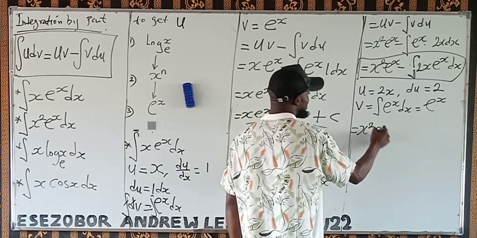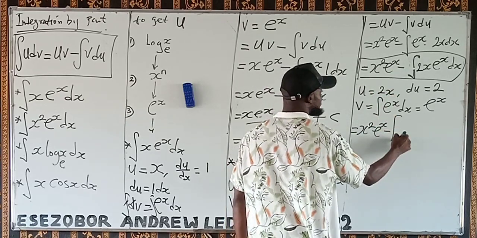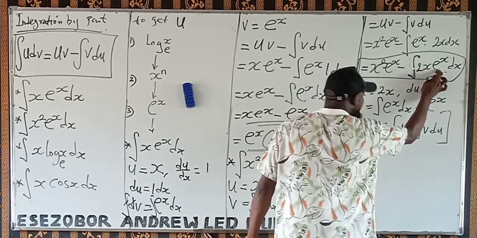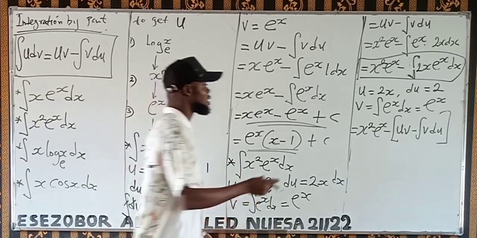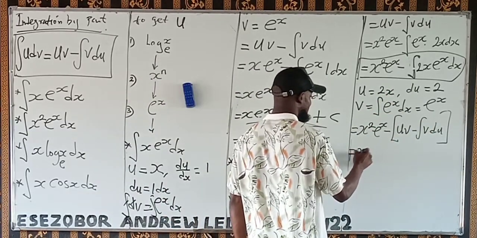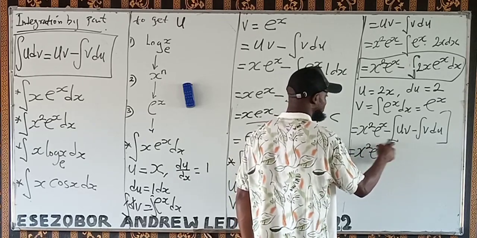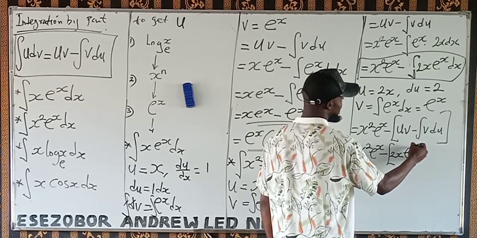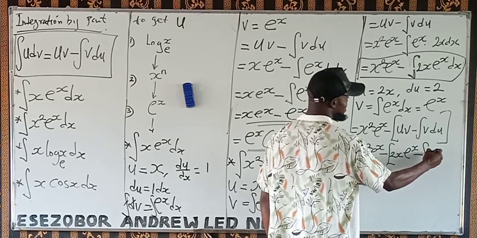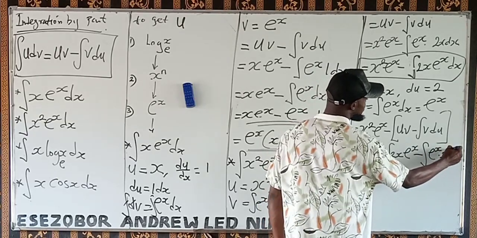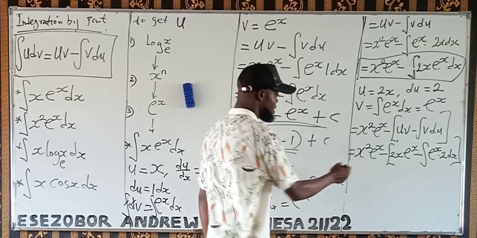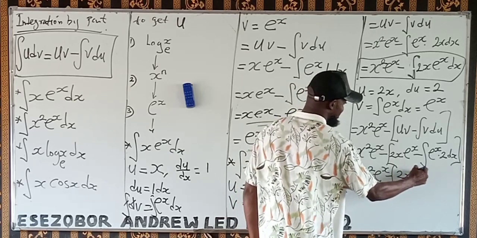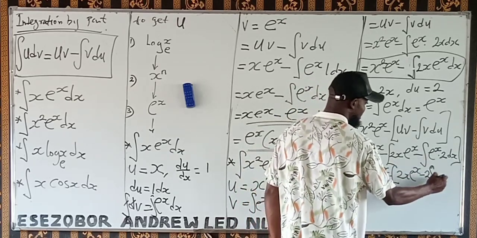It will be x squared exponential x, minus, this one you still use the formula uv minus integral v du. Because of this formula, we want to solve the two terms that have a function of x, to integrate them. So when you substitute what we have into this piece, we're going to have x squared exponential x minus, bracket, u for this is 2x, v is exponential x, minus integral, v is exponential x, and then du is now 2 dx. So that's what we're going to have. Then this one gives us x squared exponential x minus 2x exponential x minus, look at this, 2 bracket exponential x dx.